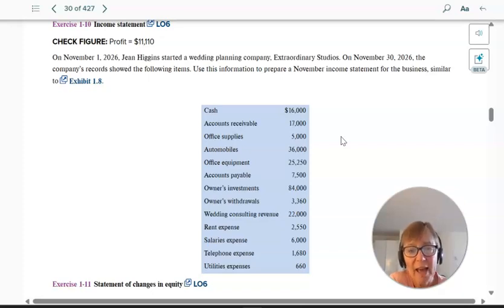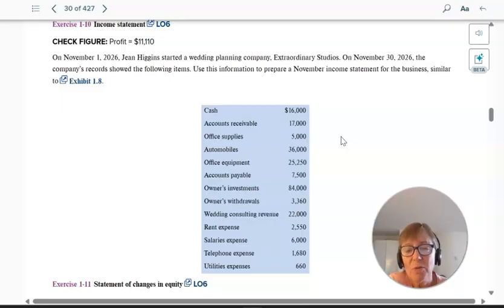Okay, so we know cash is an asset, so it goes on the balance sheet. We know accounts receivable is an asset, so it goes on the balance sheet. Office supplies is also an asset. If it was an expense, it would say office supplies expense. Okay, so expenses always have the word expense in them. Automobiles is an asset. Office equipment is an asset. Accounts payable is a liability. Owner's investments goes on the statement of changes in equity. Owner's withdrawals goes on the statement of changes in equity.